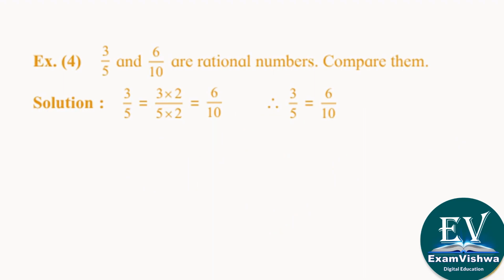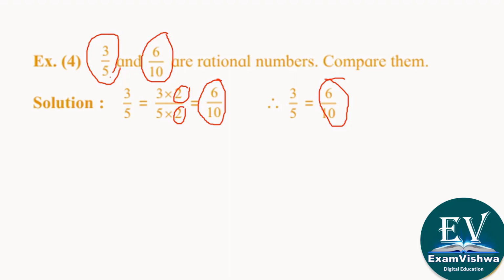Here is another example where rational numbers compare करने दी. This is 3/5, 6/10 को compare करना है. 5 को 10 करने के लिए just multiply with 2, both numerator and denominator. You got 6/10 here, 6/10 here. इसका मतलब दोनों equal है comparison में. So we were comparing the rational numbers by making the denominator same.